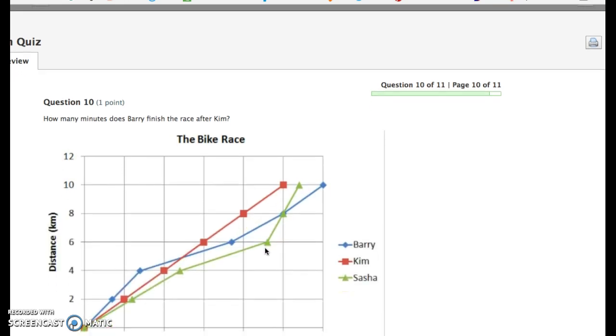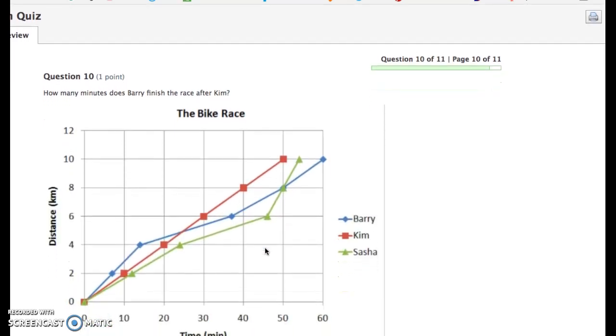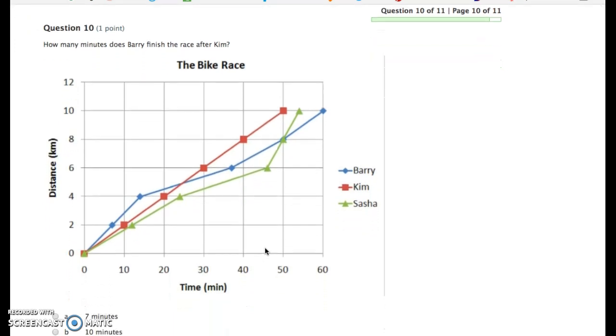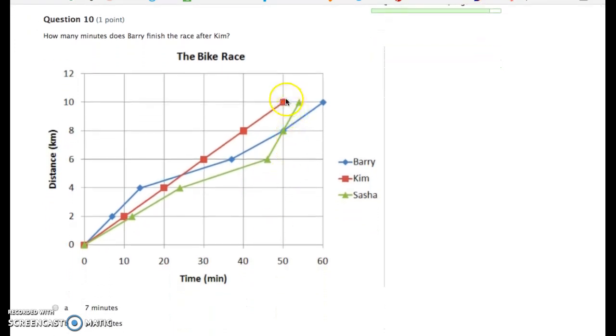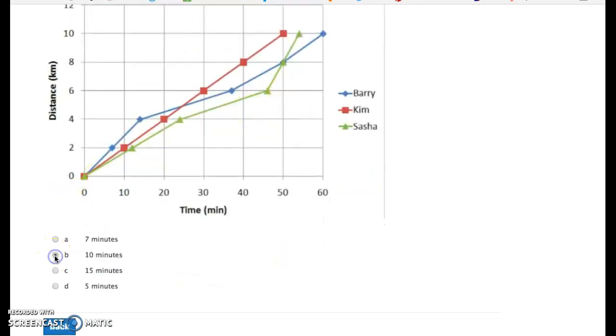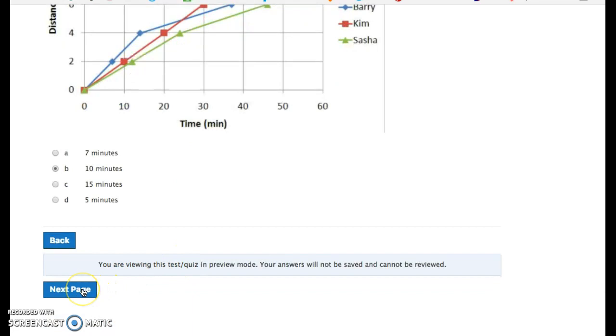Question 10. How many minutes does Barry finish the race after Kim? Well, Kim finishes the race in 50 minutes, represented by the red line, and then Barry finishes the race at 60 minutes, represented by the blue line. So 60 minutes is 10 minutes past 50 minutes. So he's 10 minutes after.